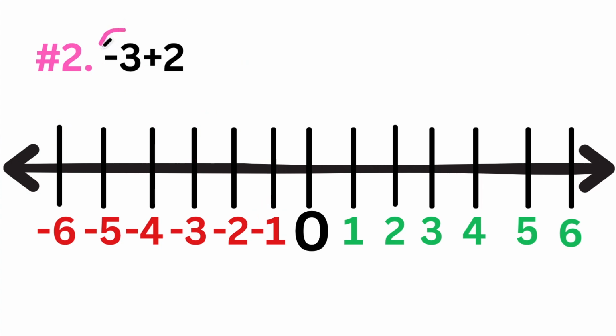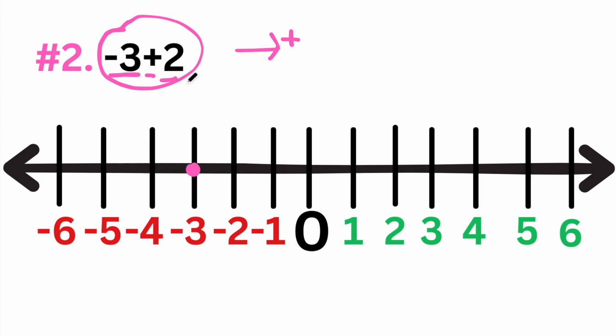We have -3 plus 2. So again, we're going to look at the first number in this problem, which is -3. And then we're going to look at the number line and look for the -3 and plot a point there. And then we're going to see what operation we're performing in this problem. Are we adding or subtracting? Because that's going to decipher what direction we move in.